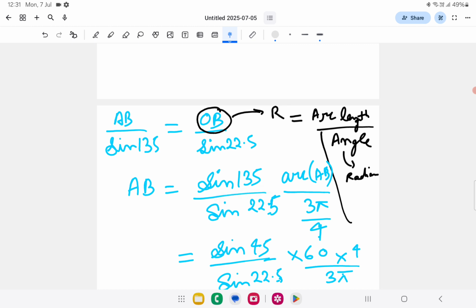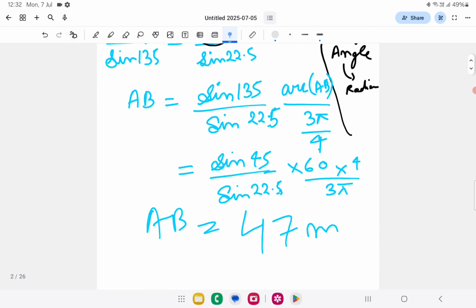Sine 135 can be written as sine 180 minus 45, that would be in second quadrant, so it can be written as positive sine 45, as sine is positive in second quadrant. So sine 45 upon sine 22.5 into 60 meter into 4 upon 3 pi. You can use your talent of calculation and solve this type of equation, and the answer would be 47 meter.